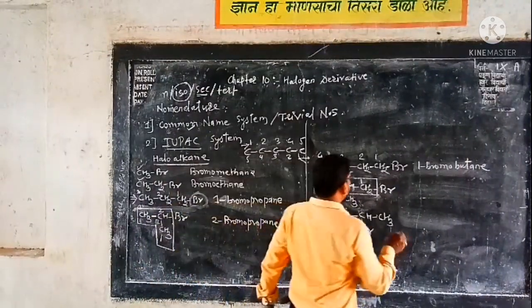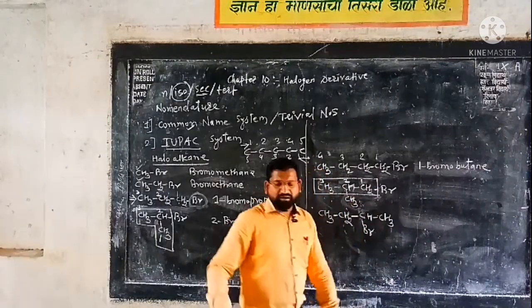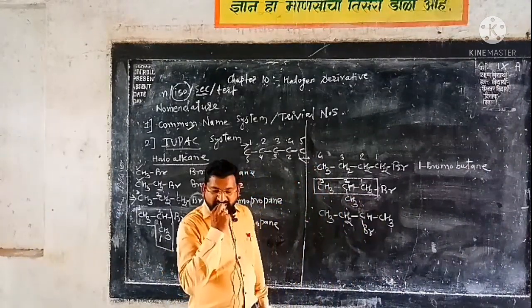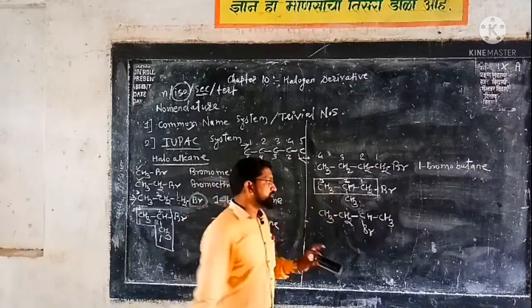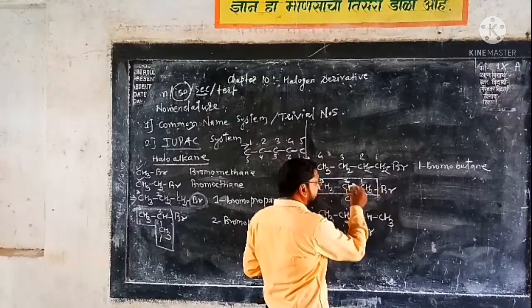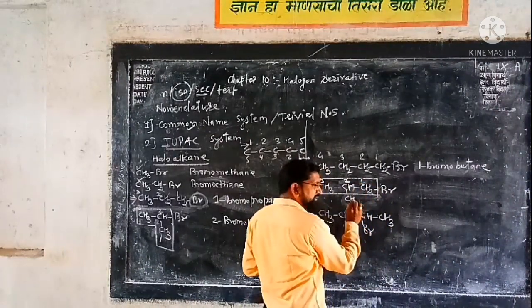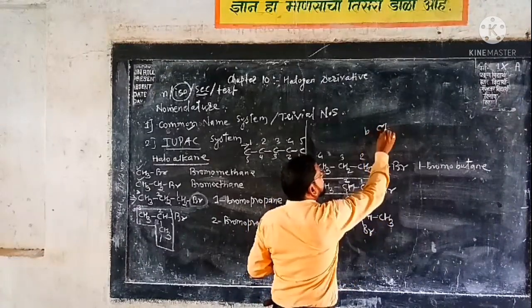Now write the name. See here. I am not going to explain the rule here. Okay. Via example, directly we discuss the rules. Okay. Now, at first position there is a bromine atom. At second position there is, what is the group? Methyl group.